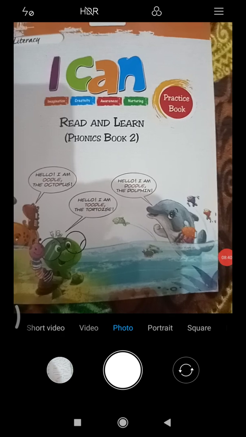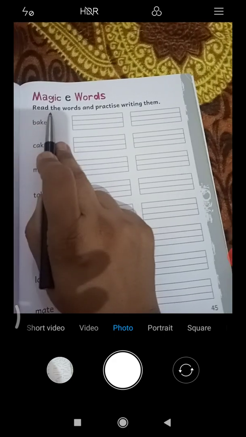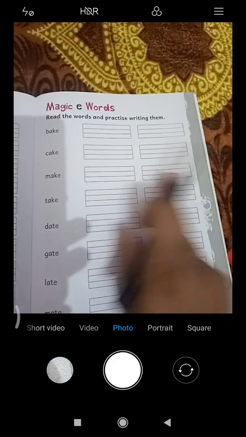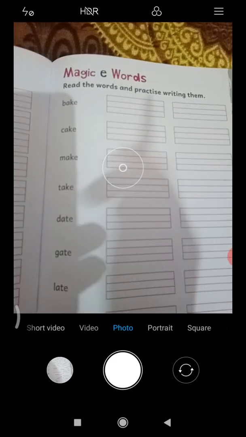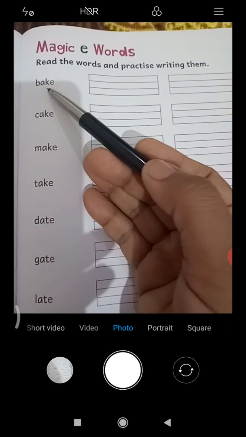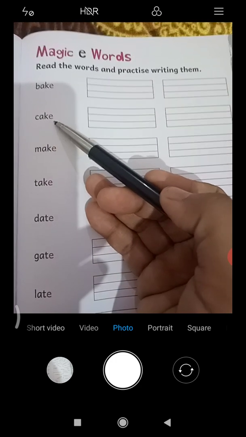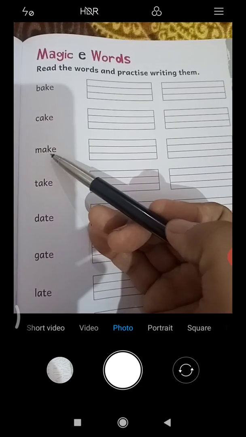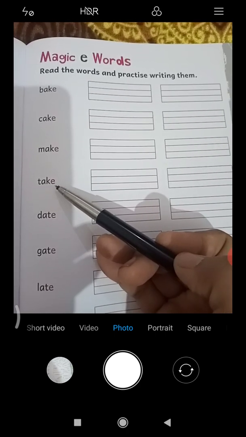Now students, open your phonic booklet. Page number 45. Here you will read the words and practice writing them. B-A-K-E, bake. C-A-K-E, cake. M-A-K-E, make. T-A-K-E, take.